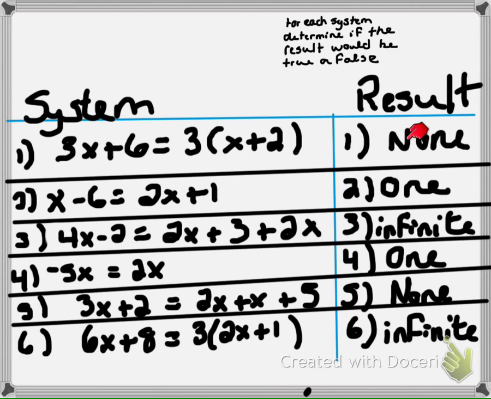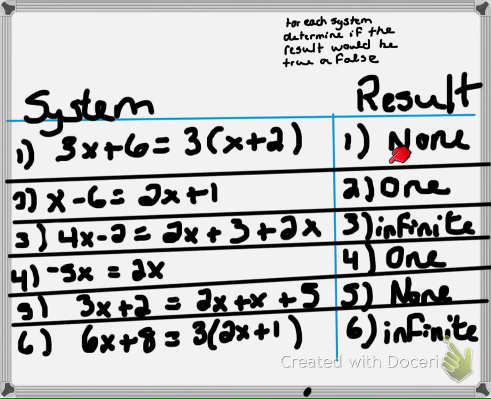I said that there are no solutions, and your job is to write whether that's true or false. Is it true that there are no solutions? If it is, write true. If it's not true, I want you to write false, and I want you to tell me how many solutions you think it would have. Would it have one, infinite, or none? So for each one of these, I've said an answer, and it might be right and it might be wrong. You have to write true or false, and then if you say false, you have to tell me what you think it would be.